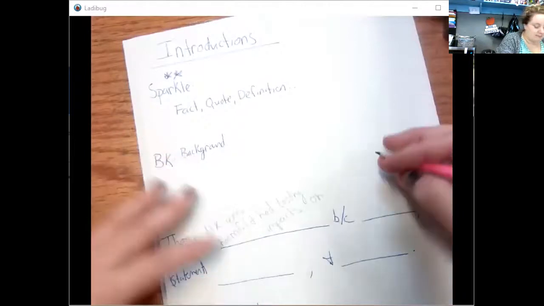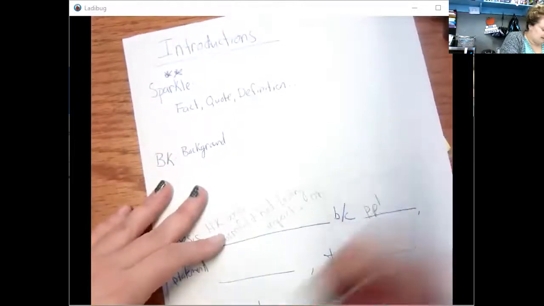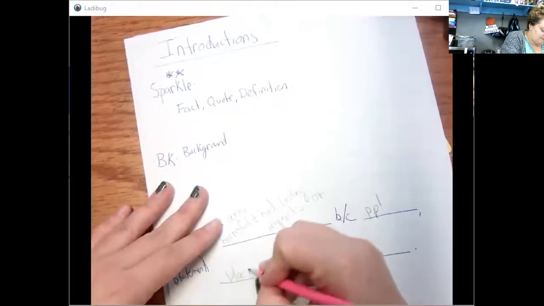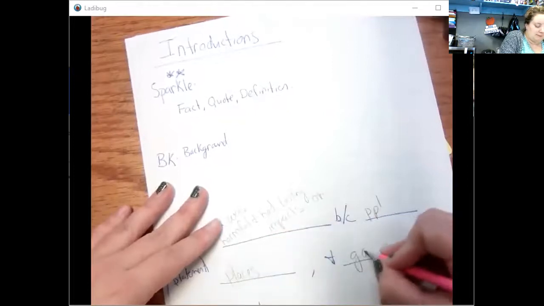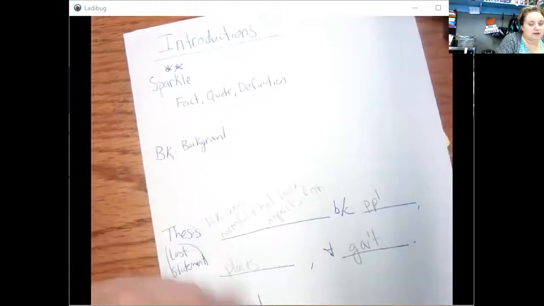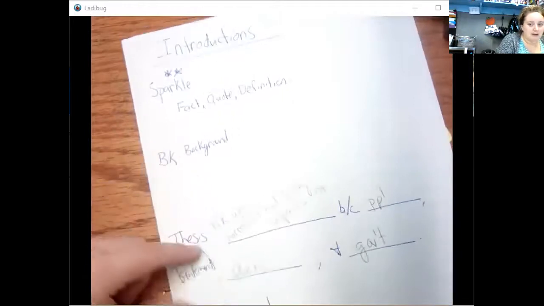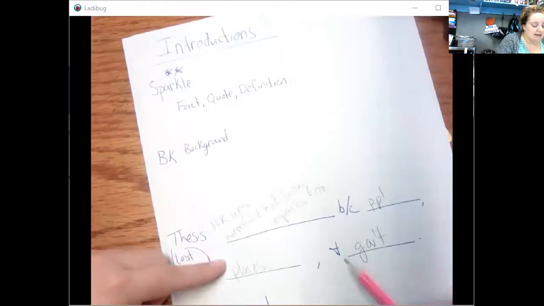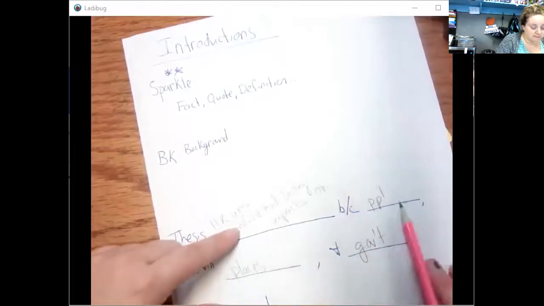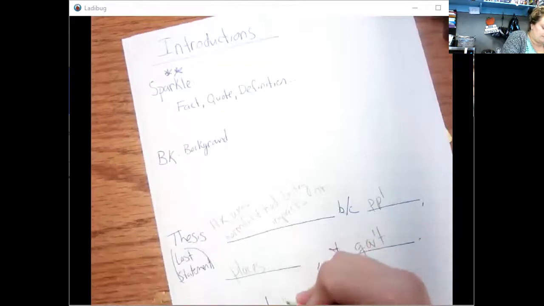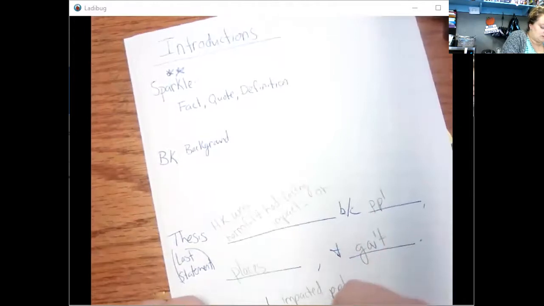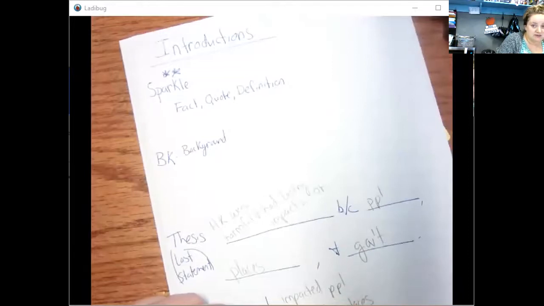Okay, and on my with, I had people, places, and government. I'm going to put government, GOVT. Okay. And I know looking at this thesis statement that my body paragraphs are going to be how Hurricane Katrina impacted the people, how it impacted the places, and how it impacted the government. I keep going back to impact because it's my thesis statement.